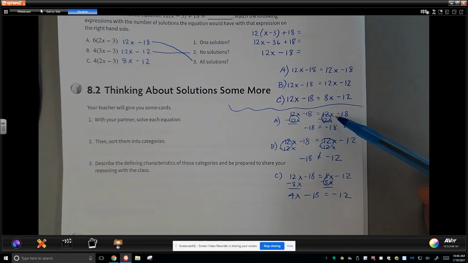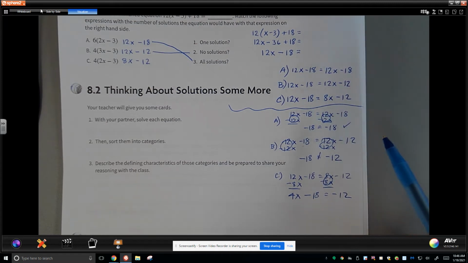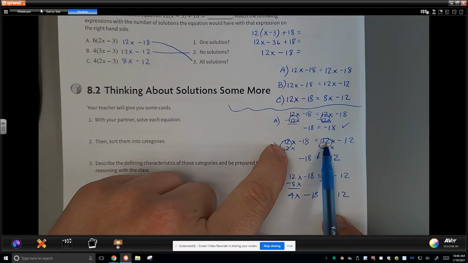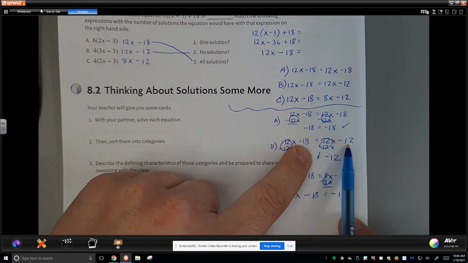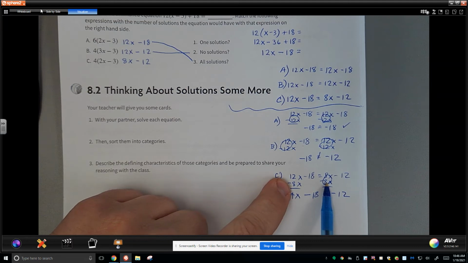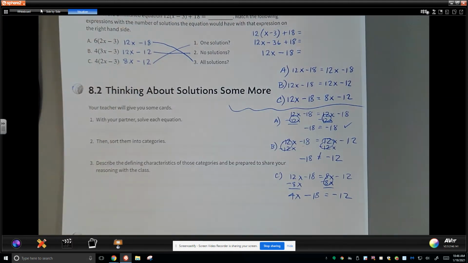All solutions, my expressions are exactly the same. Coefficient and constant match up with the coefficient and constant on the other side. No solutions, coefficients of x, or of the variable, are always equal, constants are not. And letter C, coefficients are not equal. So one solution do not have the same coefficients.